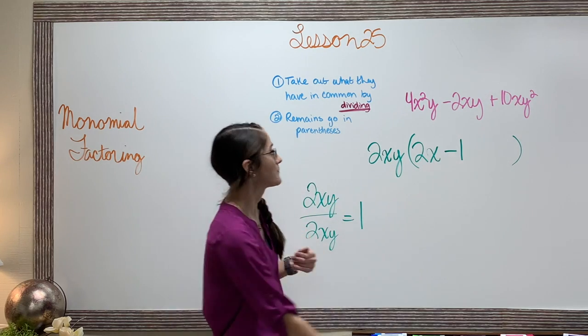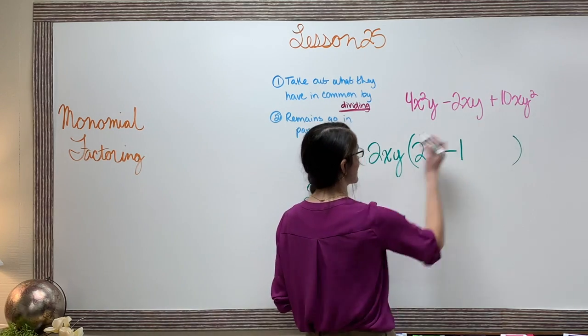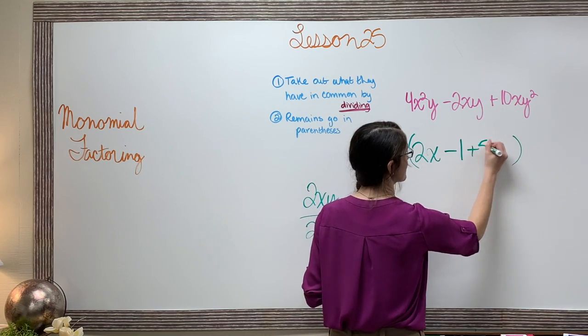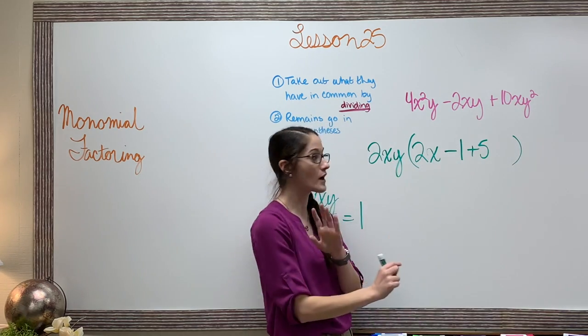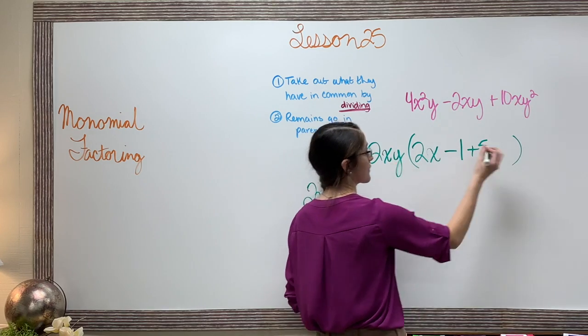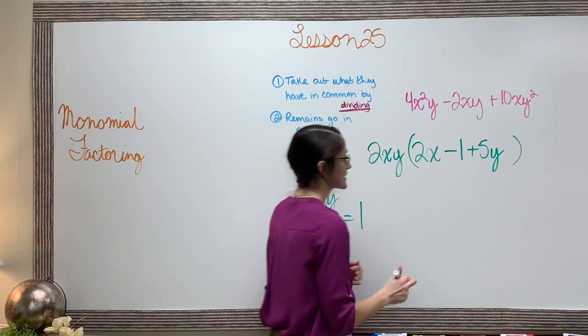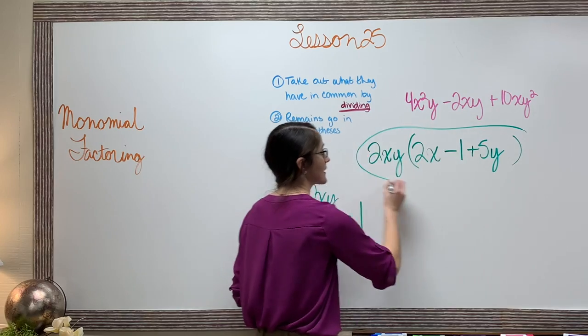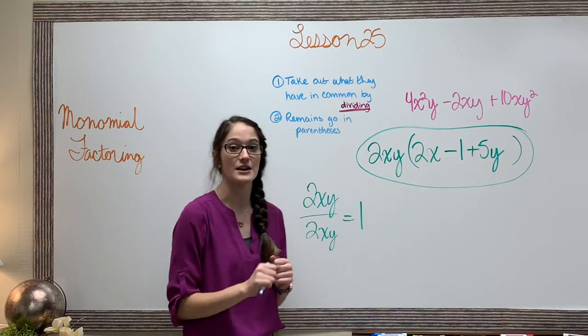So let's keep going. And then we have 10 divided by 2 is going to be 5. X divided by x is 1. And then y squared divided by y is just y. So this right here is me factoring out our greatest common factor.